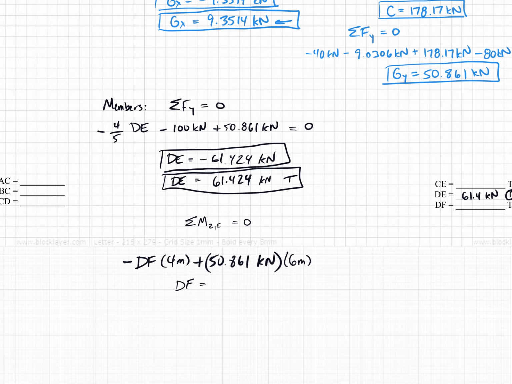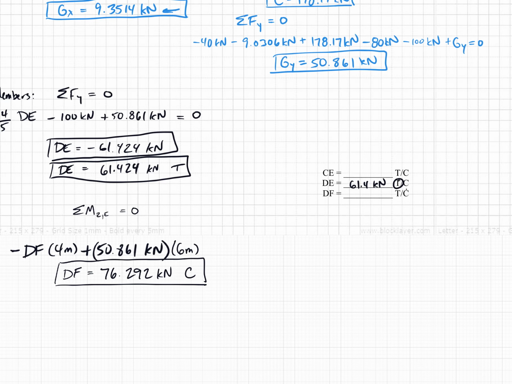So it's 76.292, and that's positive. So I don't need to write this twice. I can just say, oh, look, it's compressive. Cool. We like compressive forces. Those are positive signs. So over here for DF, I can go ahead and say this is compressive and say it's 76.3.